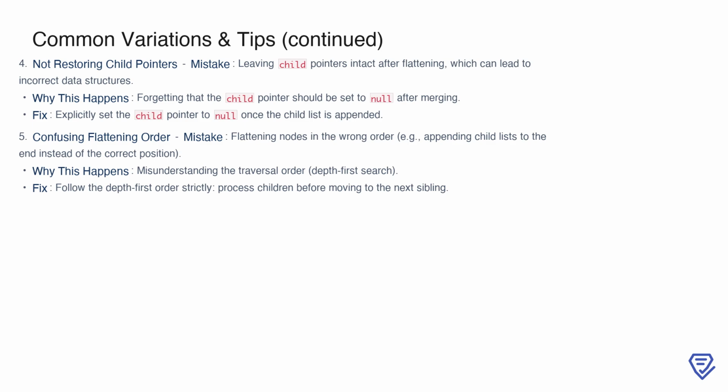Another issue arises when the flattening order is confused. This can happen if child lists are appended in the wrong order, such as being added at the end instead of the correct position. This mistake is typically due to misunderstanding the traversal order. Remember, the correct approach is depth-first search, which means you should process child nodes before moving on to the next sibling. Following this order strictly ensures that the flattened list is structured correctly.